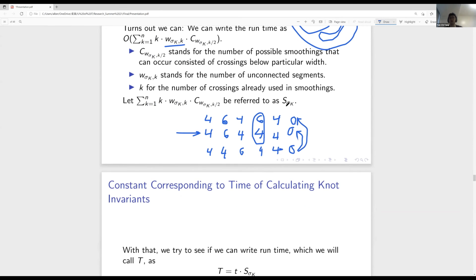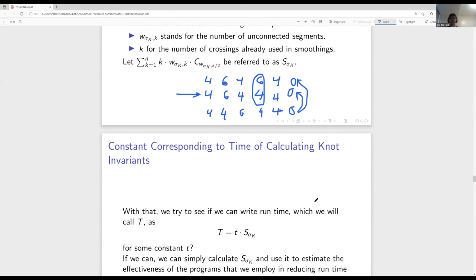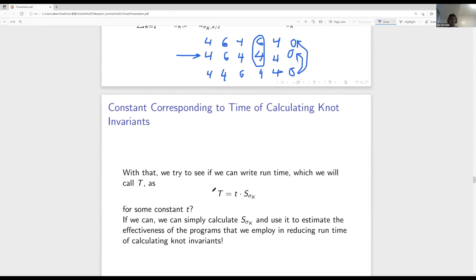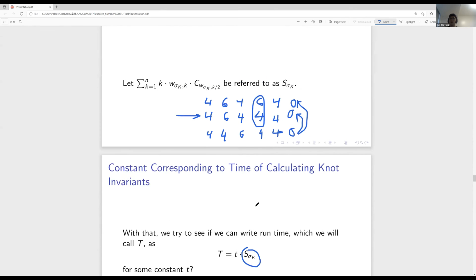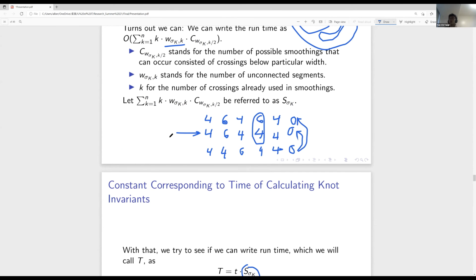And we're going to denote this constant by S for the rest of this talk. Intuitively, we want to say that if we can write the estimated runtime, which we'll denote capital T, as some constant little t times S, then it's sufficient to just calculate this, which is often much more efficient because the only thing we'll need to do is to calculate the virtual width at each crossing.